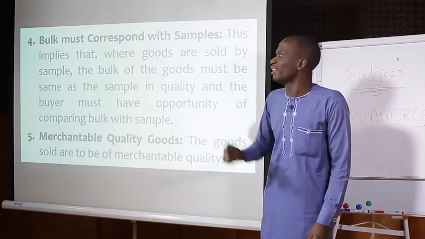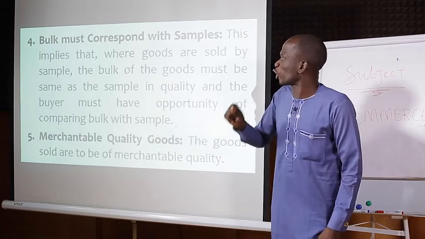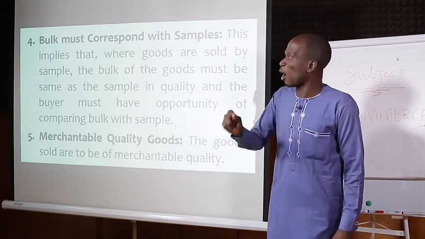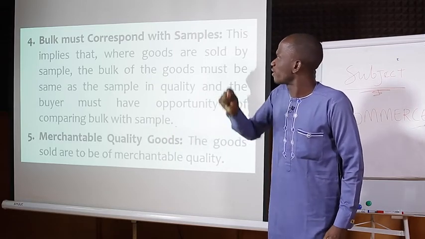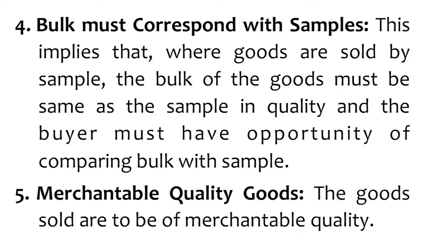That's why we call it breach of contract. The fourth one is bulk must correspond with samples. This implies that where goods are sold by sample, the bulk of the good must be the same as the sample in quality, and the buyer must have opportunity of comparing the bulk with the sample.